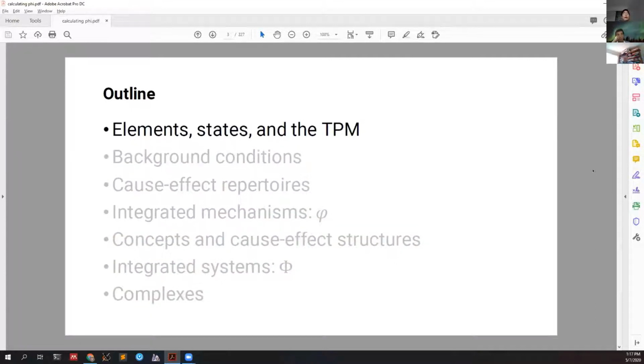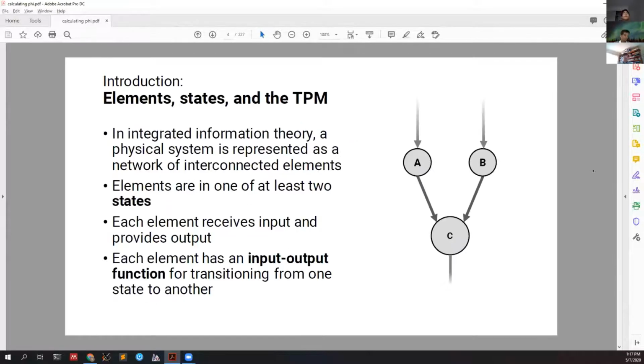So first, in this section, I will explain what kind of physical system IIT assumes and how we can compute TPM as a representation of the physical system. So the theory assumes that the physical system is a network of elements, as shown in this figure. And elements can be in one discrete state at a time. So let's say in these slides we think of binary states. So an element can be in an on or off state.